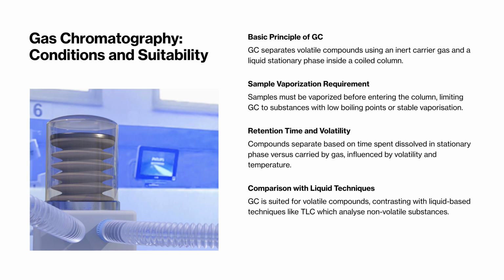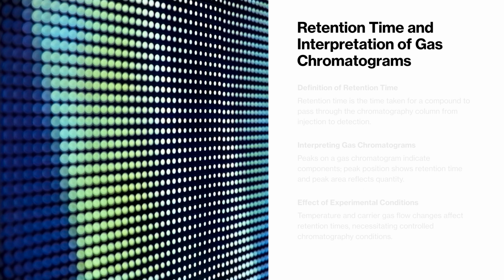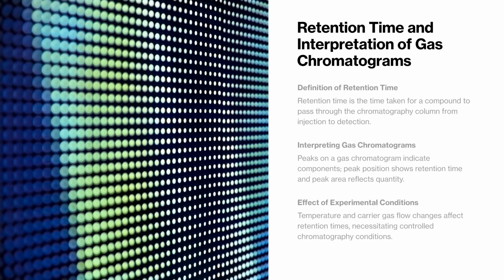Samples must be vaporized before entering the column, which is why GC is only suitable for substances with relatively low boiling points or those that can be vaporized without decomposition. Separation occurs because different compounds spend different amounts of time dissolved in the stationary phase versus being carried by the gas. In gas chromatography, components are identified using retention time rather than distance traveled.